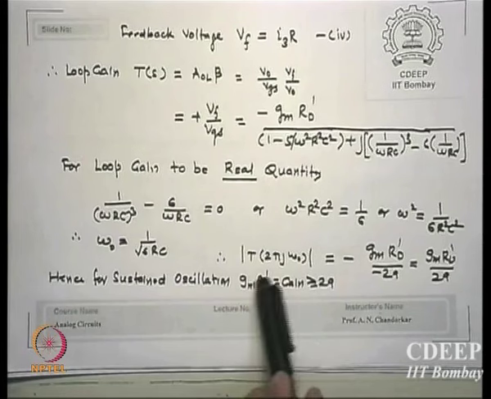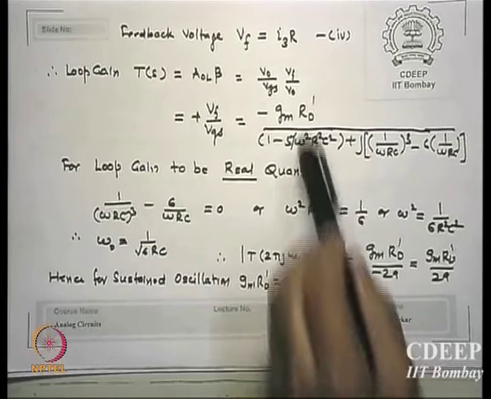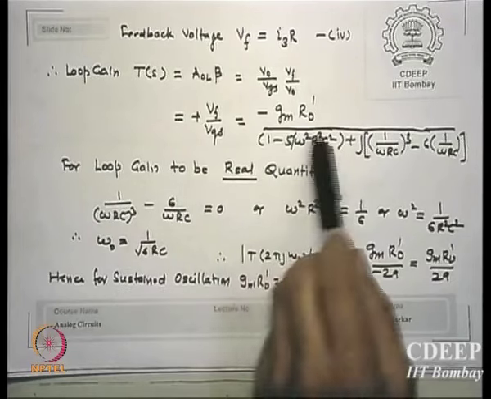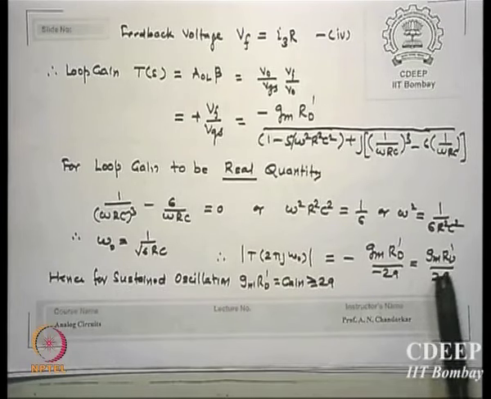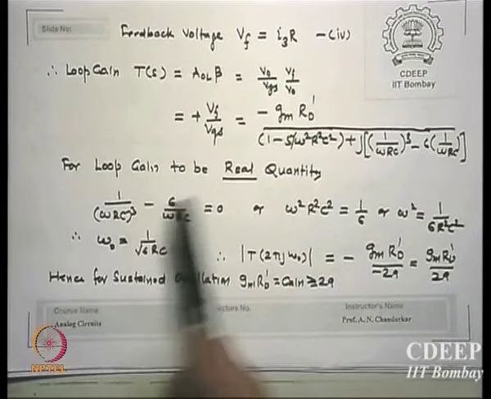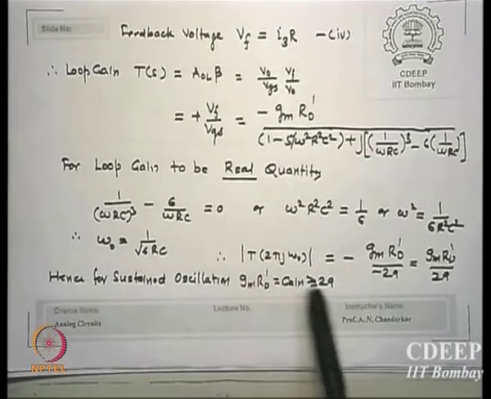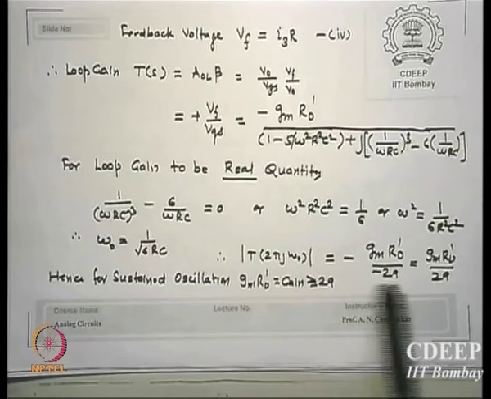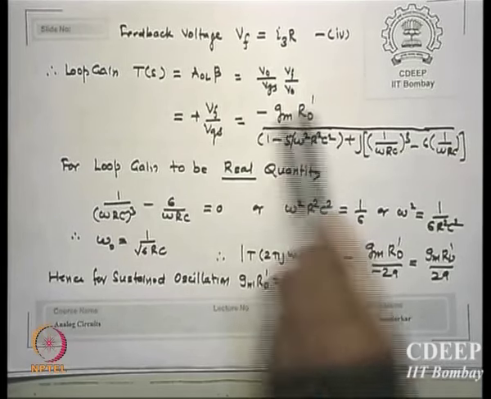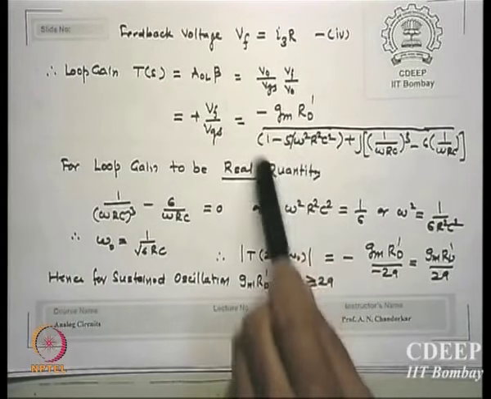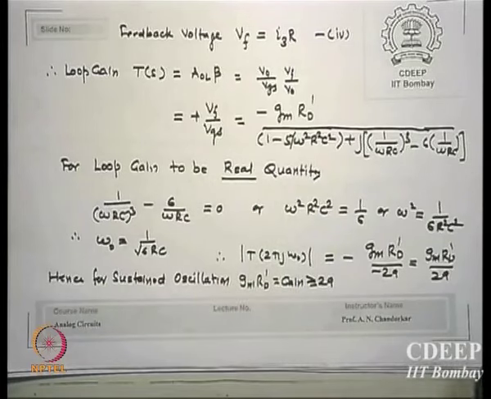Now, if I take the magnitude, which has to be 1, I use the magnitude part, gm RD dash, and substitute this omega 0 back in. I get a term gm RD dash upon 29. Substitute omega 0 here and get the transfer function value at omega 0. The magnitude is gm RD dash by minus 29. Omega 0 by RC root 6 will come from here, so you will get 29.